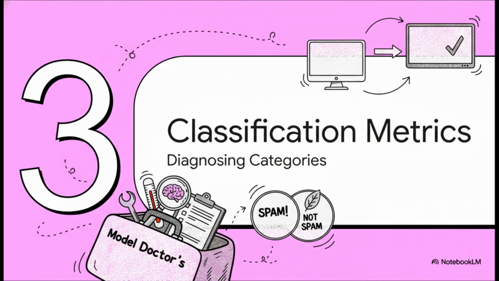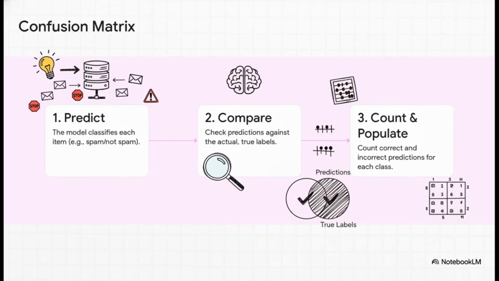We're going to start with classification models, the ones that predict a category, like, is this email spam or not spam? The number one tool for diagnosing a classification model is the confusion matrix. And I know, the name is terrible because it's actually designed to make things less confusing. Building one is super easy. It's just a 3-step process.